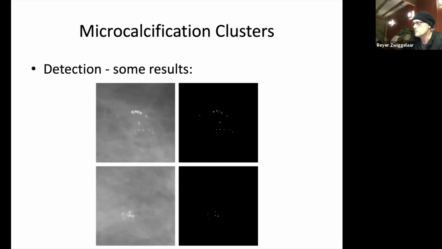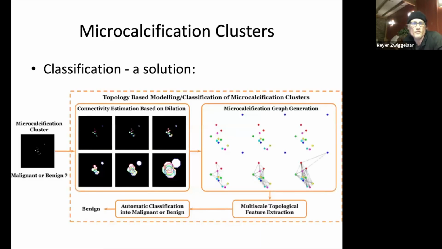And for classification, again, we've used different techniques. One of the more interesting, from our point of view, is something based on the topology of the microcalcifications in the cluster. So how close are they together? How are they connected to each other? We've developed a very simple approach for that. Effectively what we do is dilate the microcalcifications in the cluster and then see when they're connected, and base graph generation on that. I'll show you slightly more examples of that in a minute.